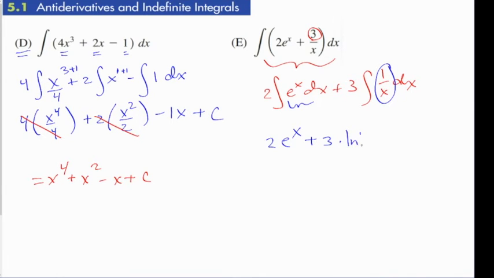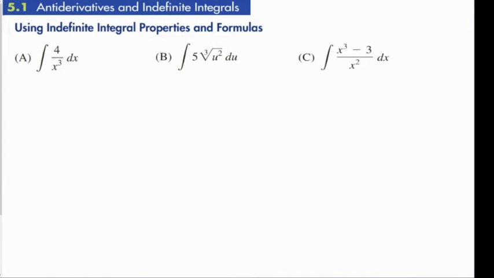That's natural log of the absolute value of x. That was one of our rules for this section. And now plus c for the constant of integration. And that would be your answer to problem E. So pause the video here, try these out on your own, see how you do, and then unpause to see the results.